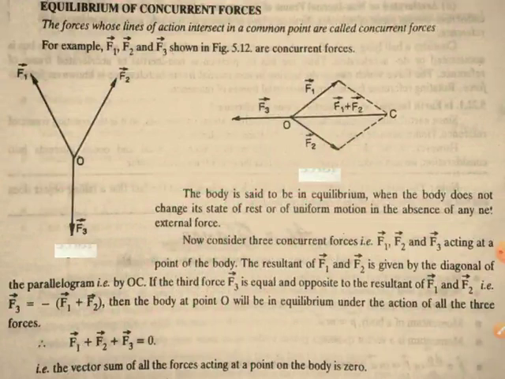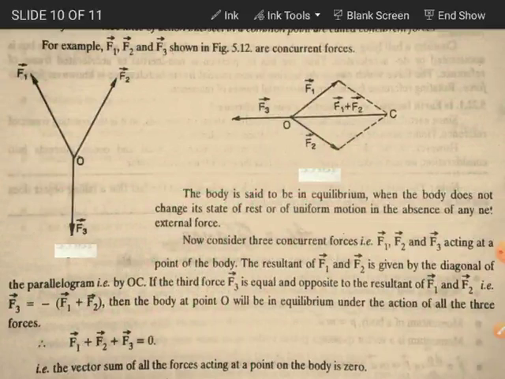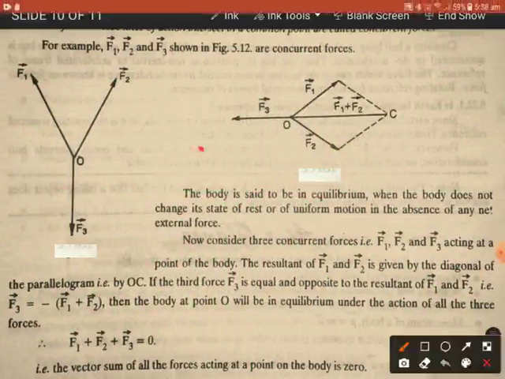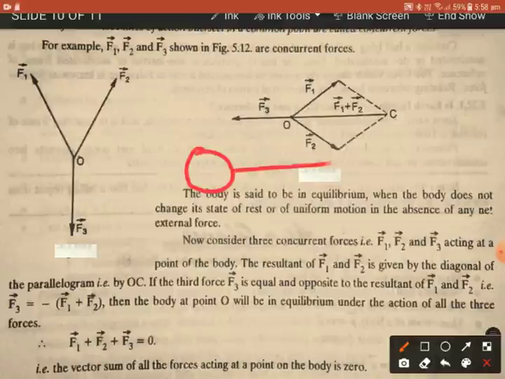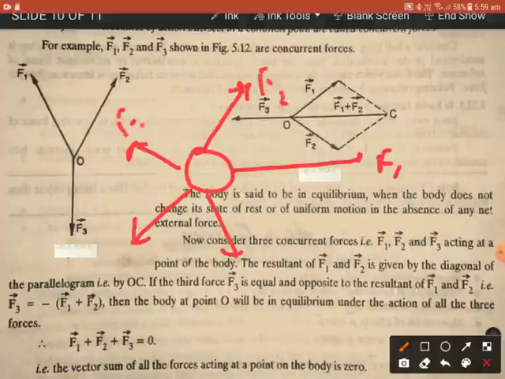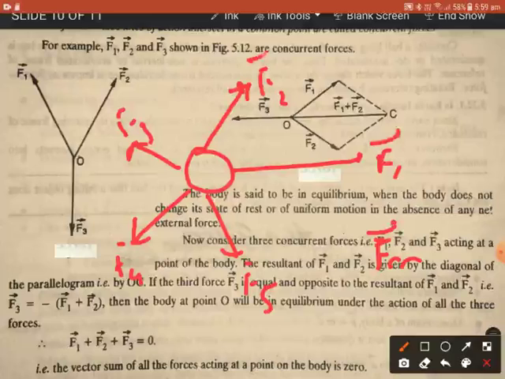Now, on an object, let me draw the diagram here. Let's take an object like this. There are some forces acting on the body like this, in this way, denoted by F1, F2, F3, and so on up to Fn. If these forces act on the body, and if their lines of force, when produced, intersect at a point, then these forces are known as concurrent forces.